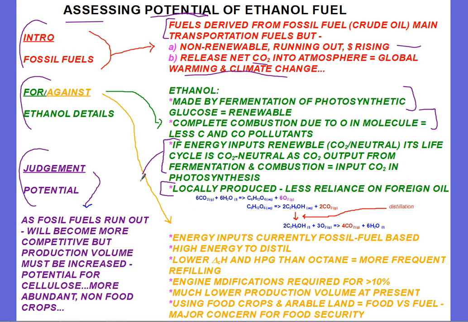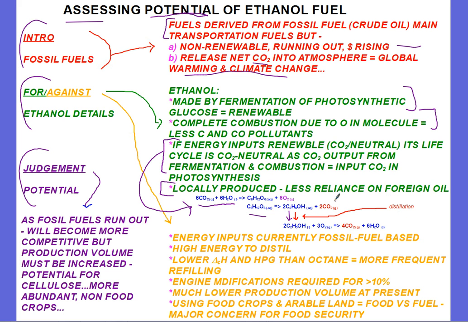But this whole idea about carbon neutral comes from the fact that to make the glucose in the first place, you undergo this process here called photosynthesis, and that produces a glucose molecule, which is here. The glucose then gets fermented to produce two ethanol molecules. If you then combust two ethanol molecules, this is the reaction here.